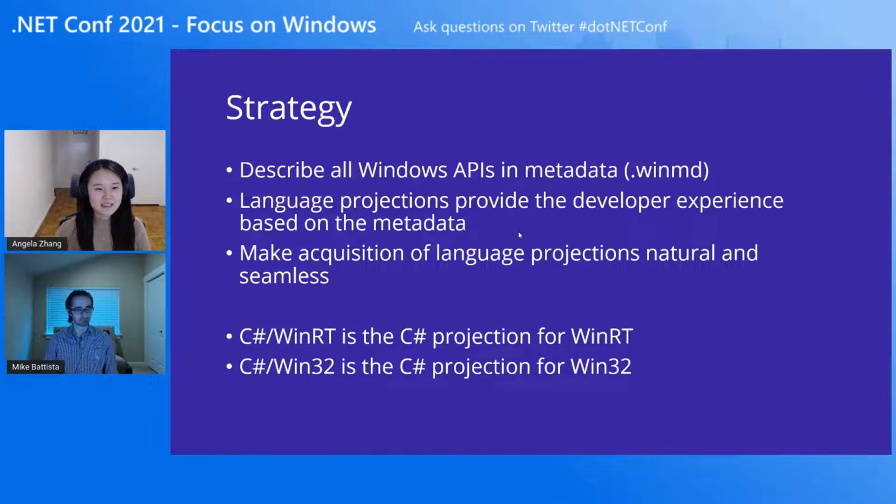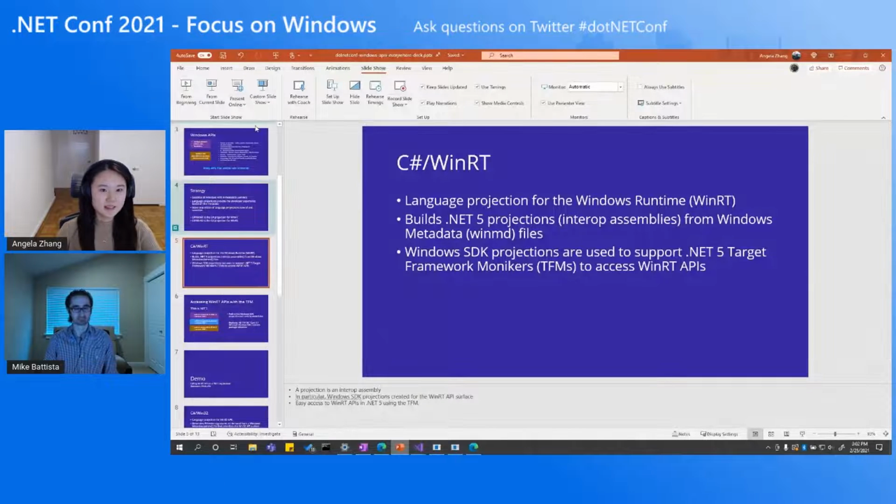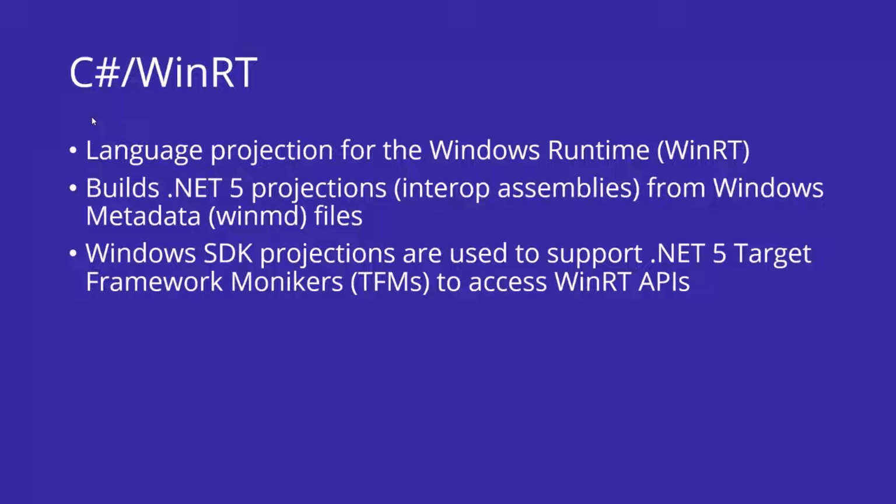Thanks, Mike. All right, so I'm going to share on my side. First, I'm going to go a little bit more into the background of C# WinRT, and then I'll be showing some demos that use WinRT APIs. So C# WinRT is an open source project. We're out on GitHub. We had our V1 release in November that went along with the official .NET 5 release.